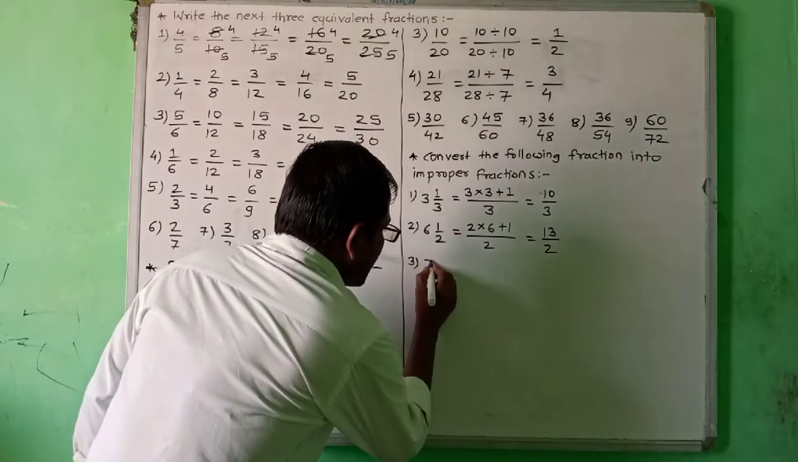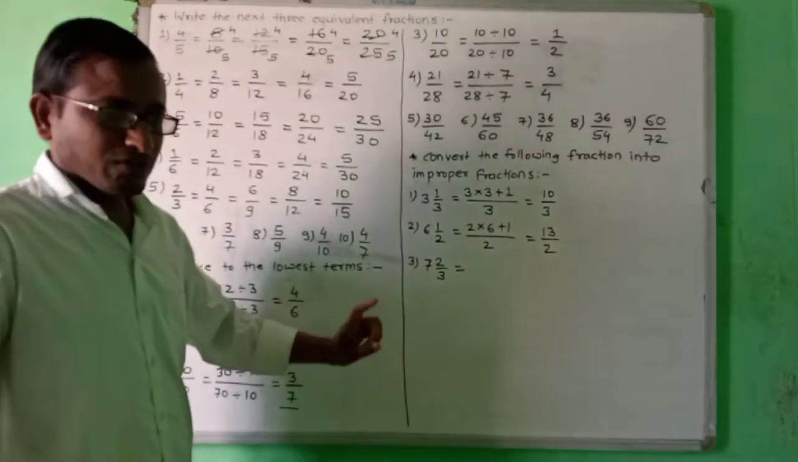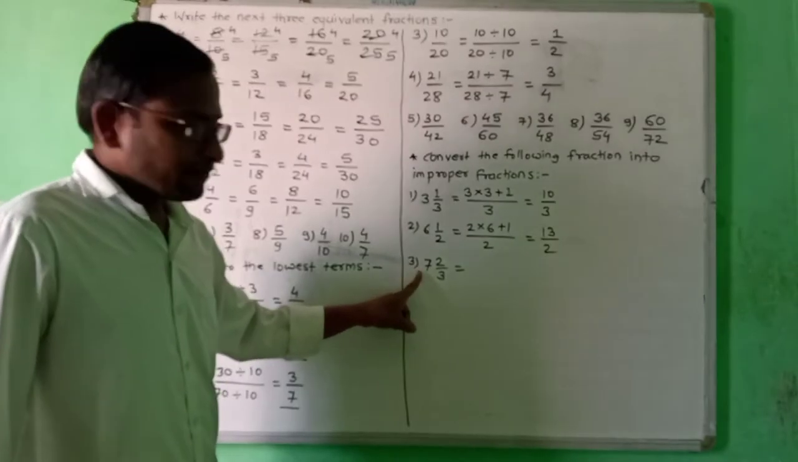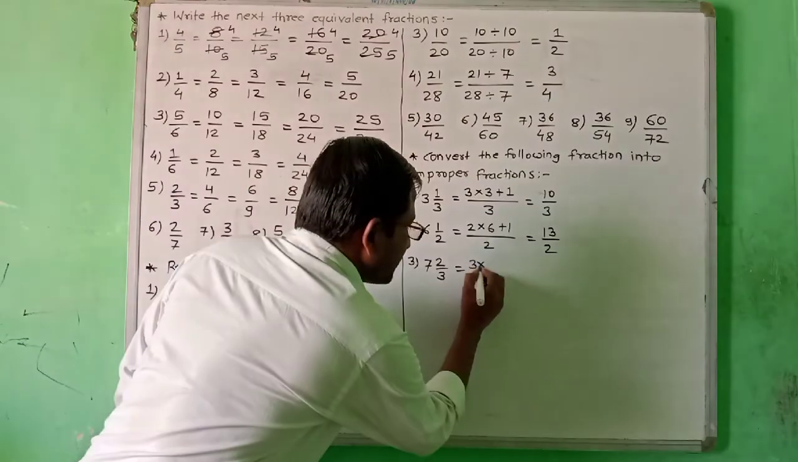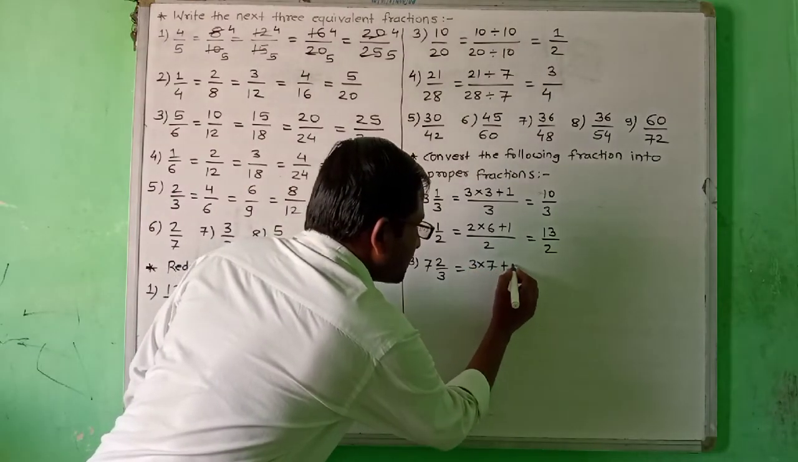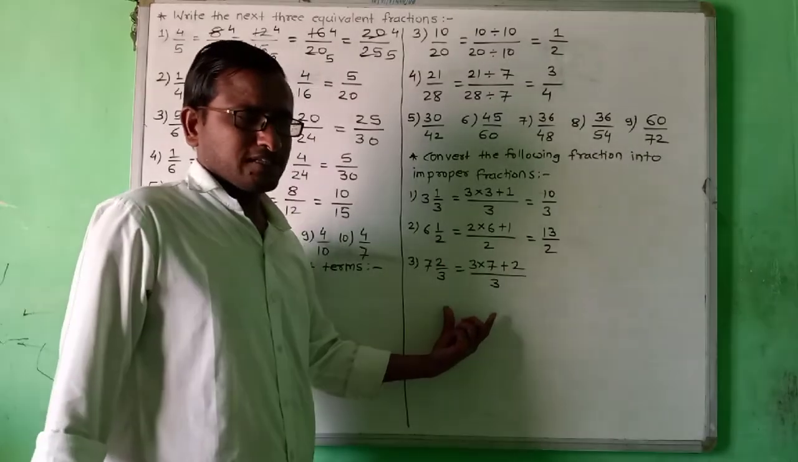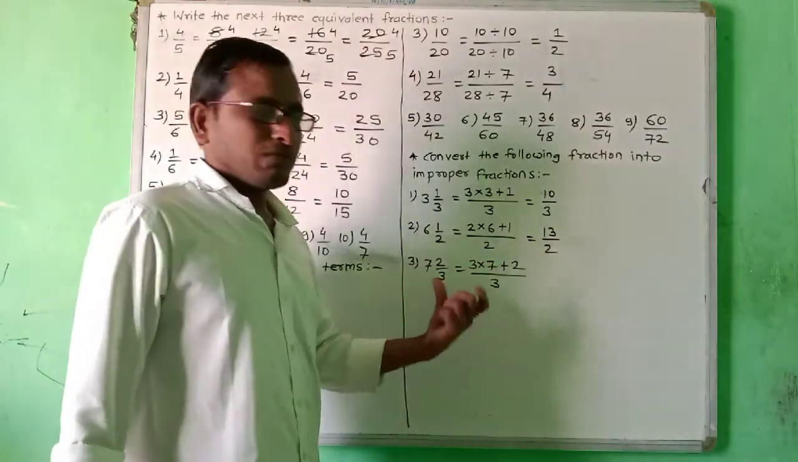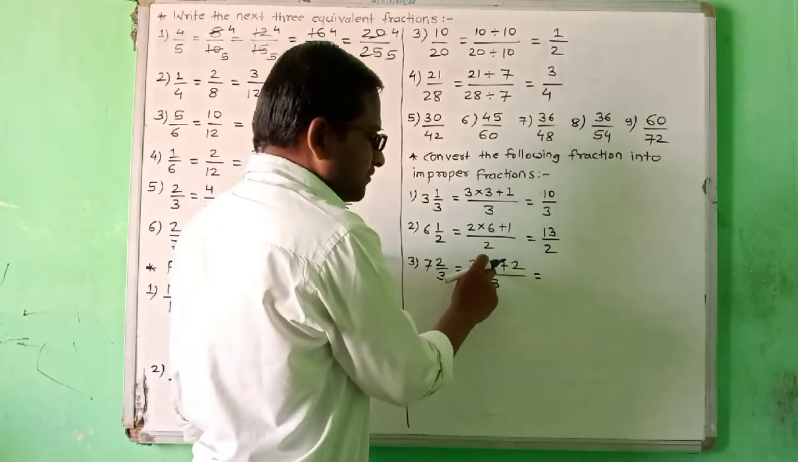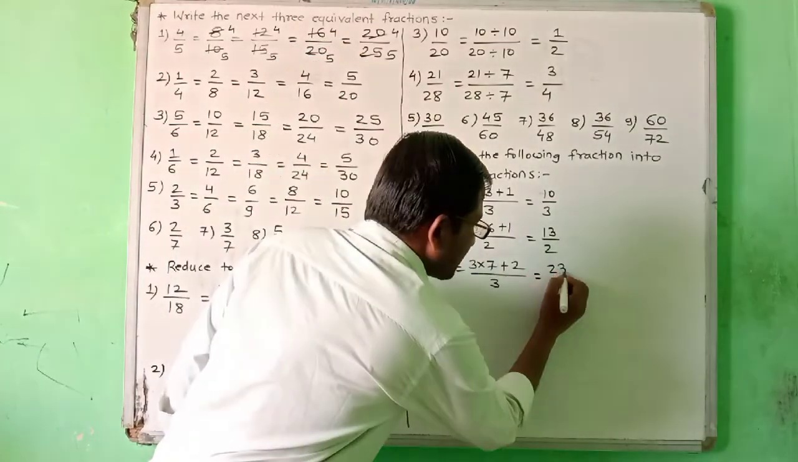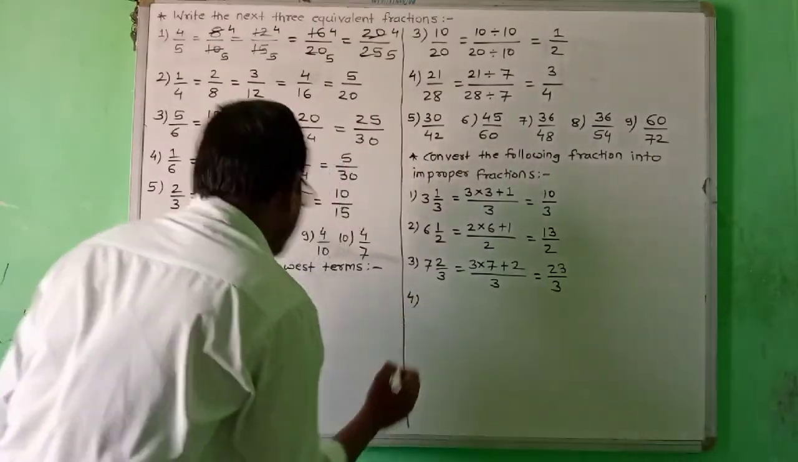The next, 7 integer 2 upon 3. So again the same process. 3 7s are 21, 21 plus 2 is 23. 3 multiplied by 7 plus 2, upon 3. The denominator you write down as it is. No change in the denominator, only change in the numerator. So we get here the improper fraction: 3 7s are 21 plus 2 is 23, upon 3. This is the answer.